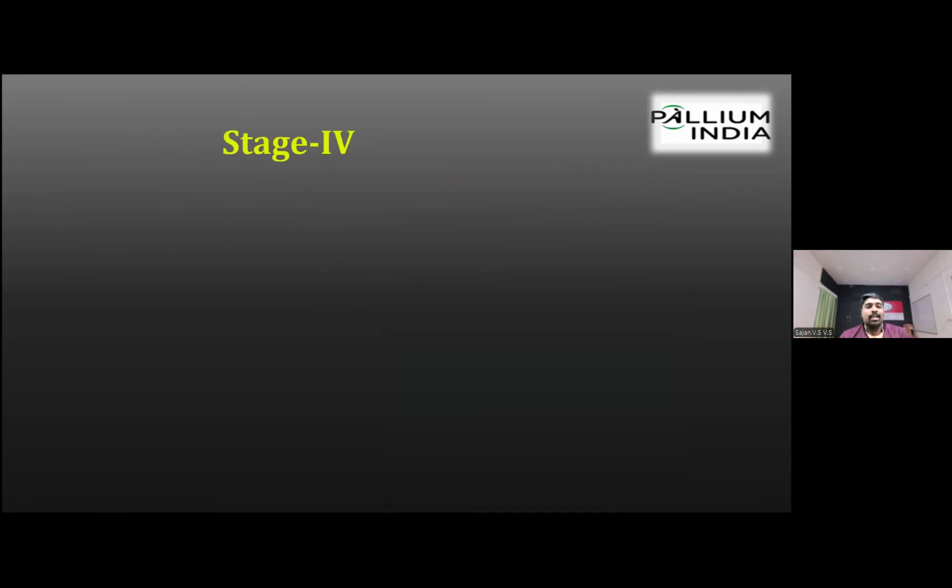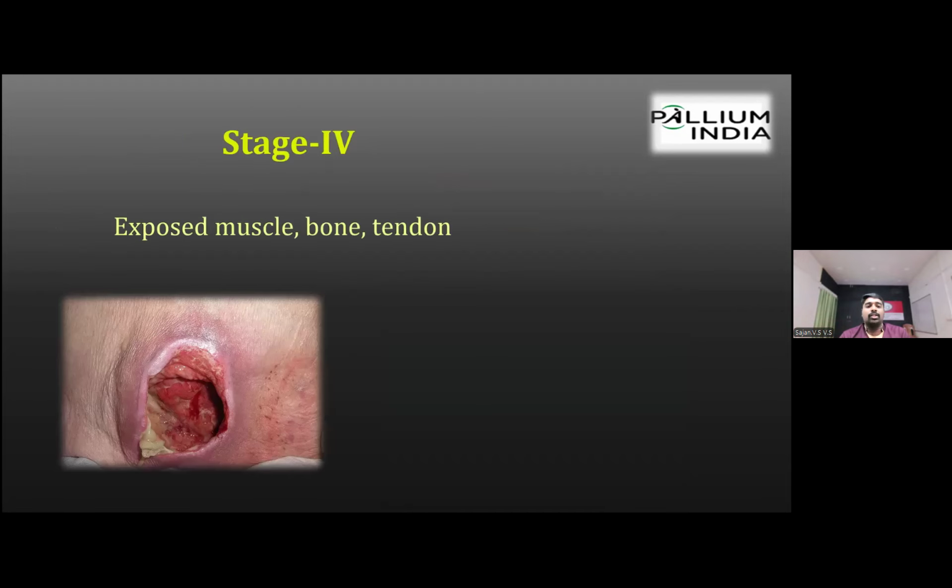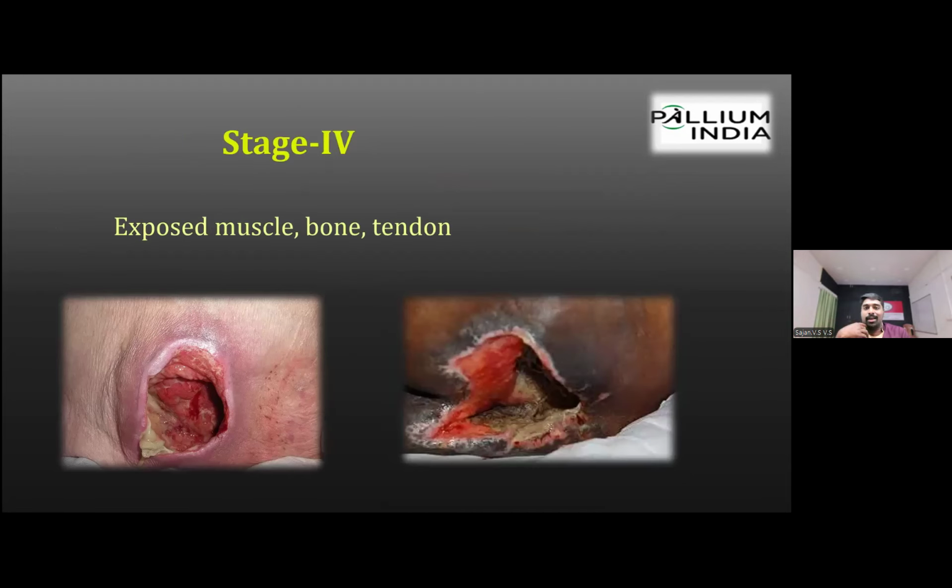So this one is stage 4. In stage 4, muscle, bone, tendon, everything is exposed, maybe highly infectious, with pus discharge, maybe foul smell. That type of in-depth wound is stage 4. It is completely visible up to the bone. This is stage 4.